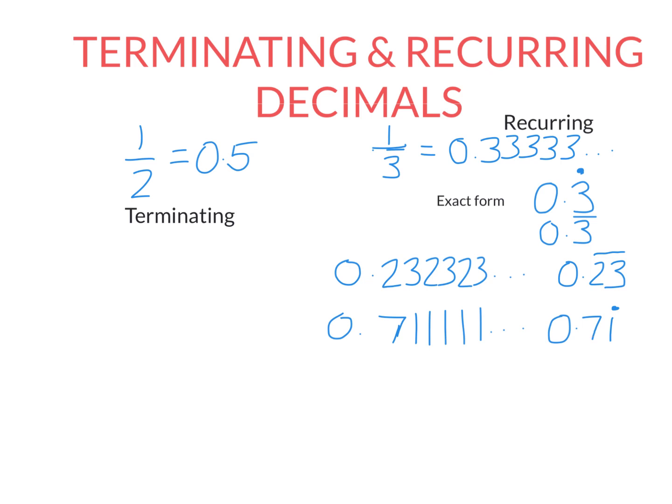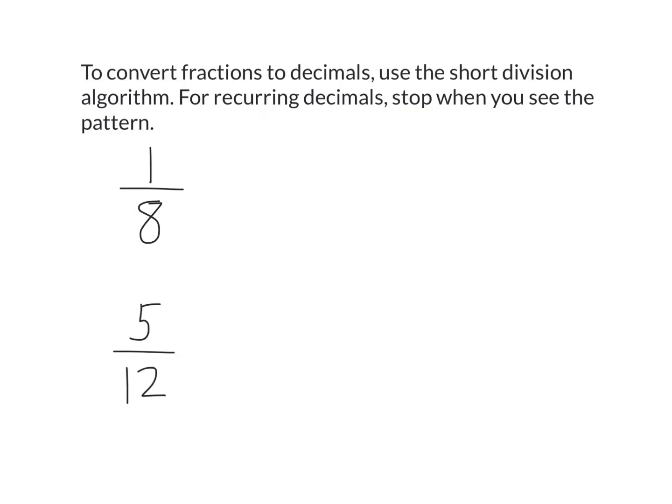All right, let's now look at converting fractions to decimals. So to convert fractions to decimals, we're going to use the short division algorithm. You're going to do it the same way, whether it's terminating or recurring. It's just that if it's recurring, you'll see a pattern, and you stop when you see the pattern. So let's look at 1 over 8, which turns out to be a terminating decimal. 1 over 8 is the same as 1 divided by 8. Another way to say that is how many times does 8 go into 1?